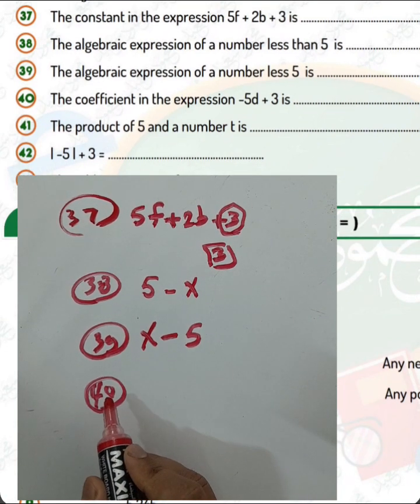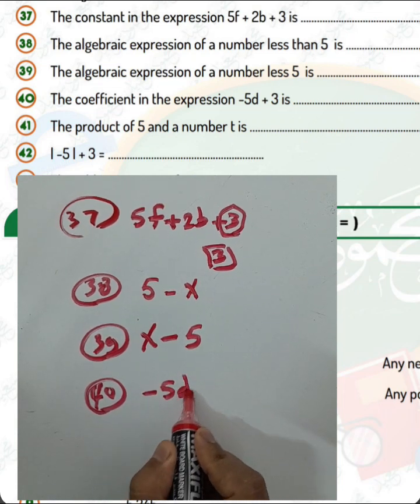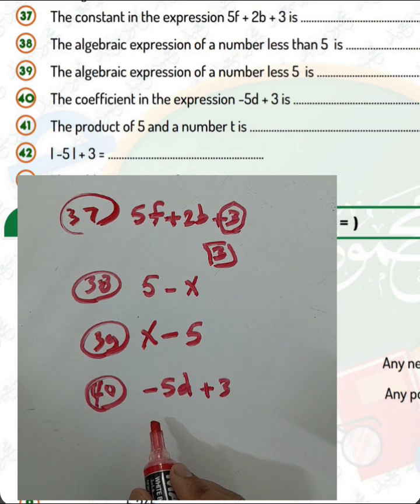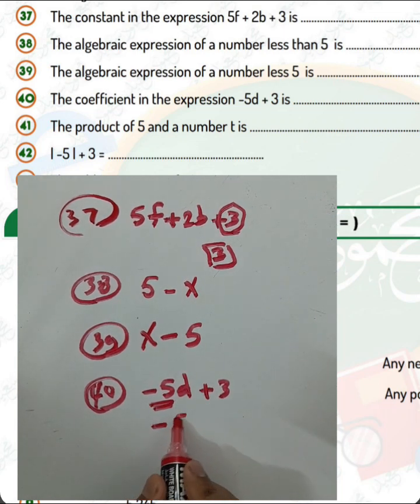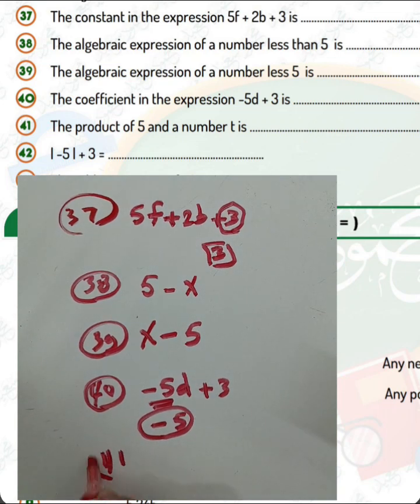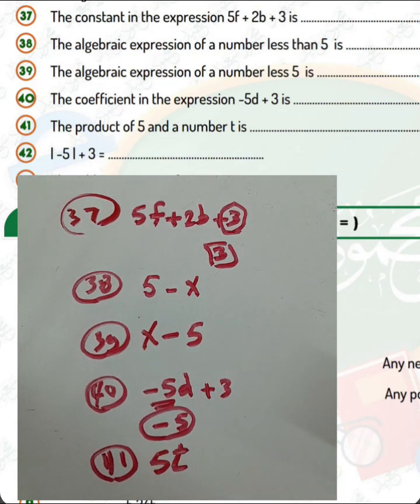Question 40. The coefficient in the expression negative 5d plus 3 is, you want to find the coefficient here, it will be negative 5. Negative 5 is the coefficient and 3 is the constant. Question 41. The product of 5 and a number t, it will be 5t. Okay.